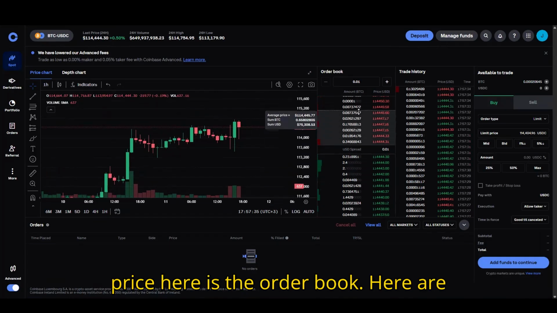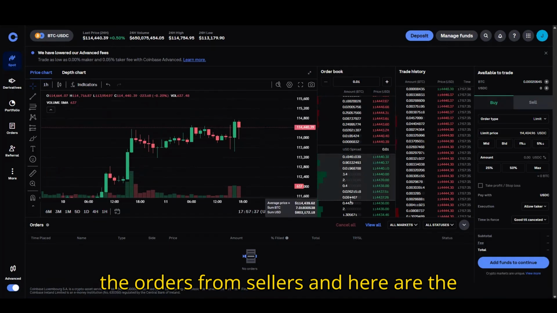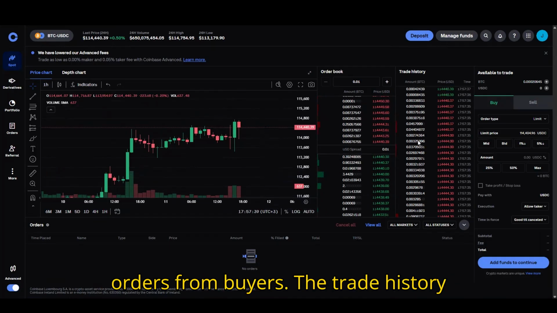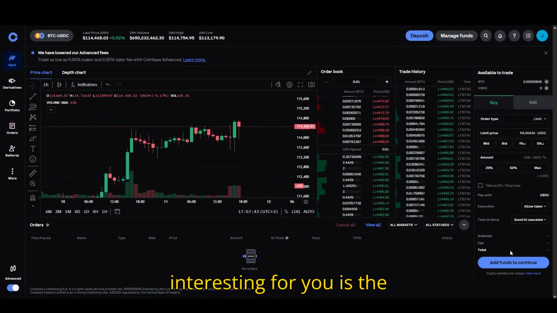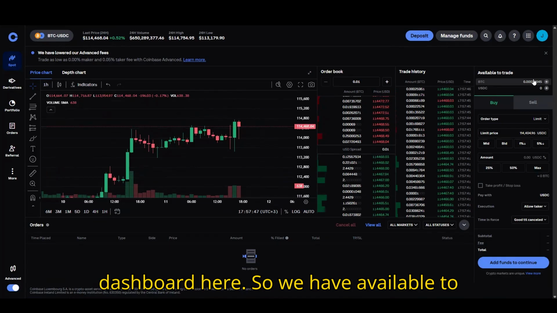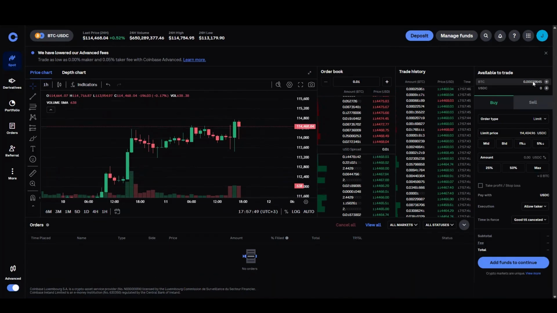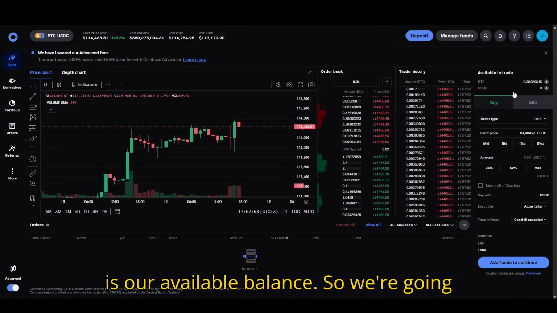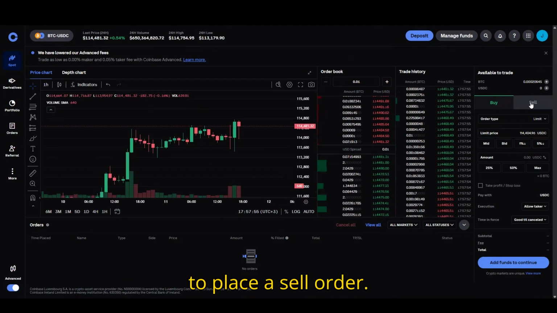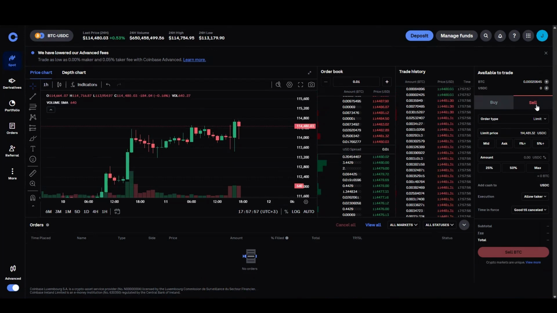Here is the order book. Here are the orders from sellers, and here are the orders from buyers. The trade history, and of course, the one that is interesting for you is the dashboard here. So we have Bitcoin available to trade, and here is our available balance. Okay, we see that this is our available balance. So we are going to place a sell order.